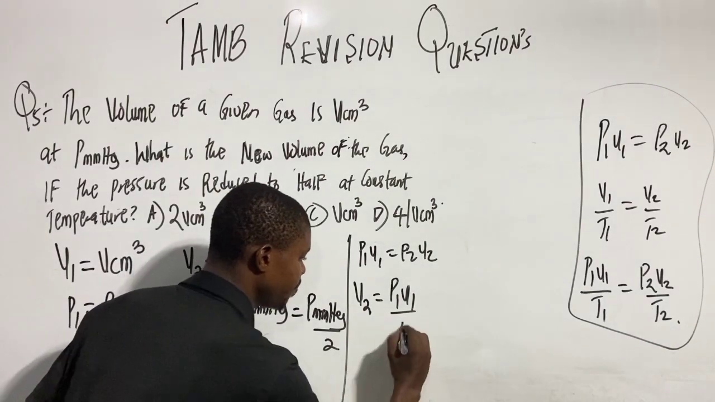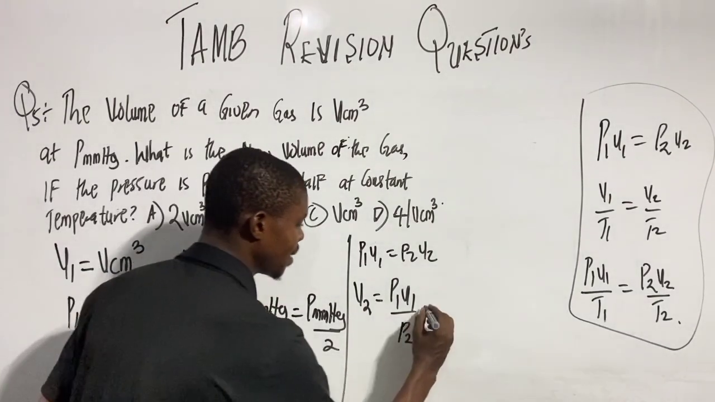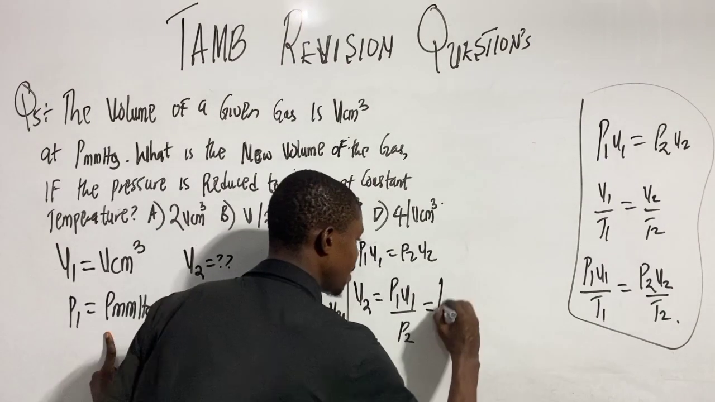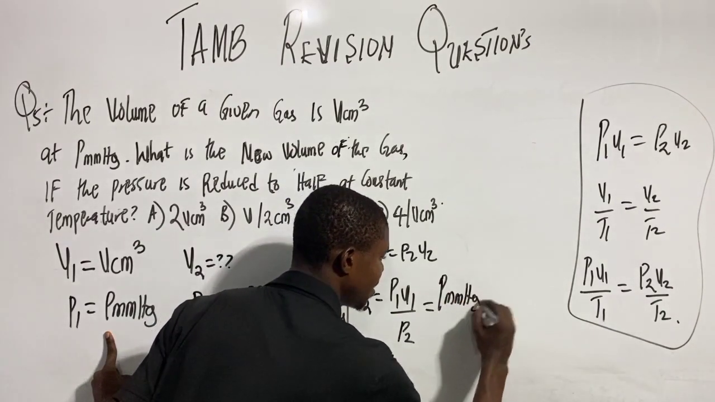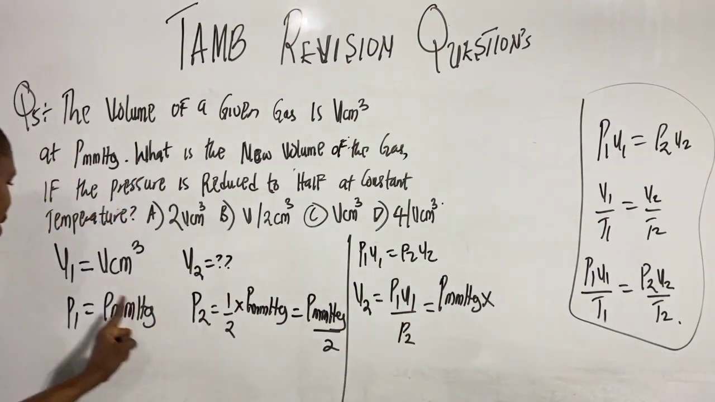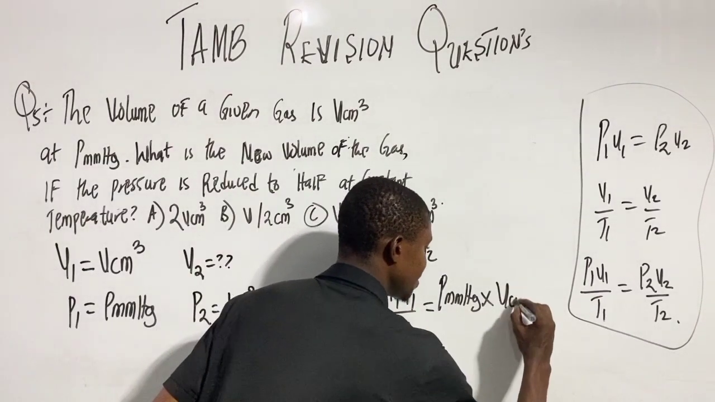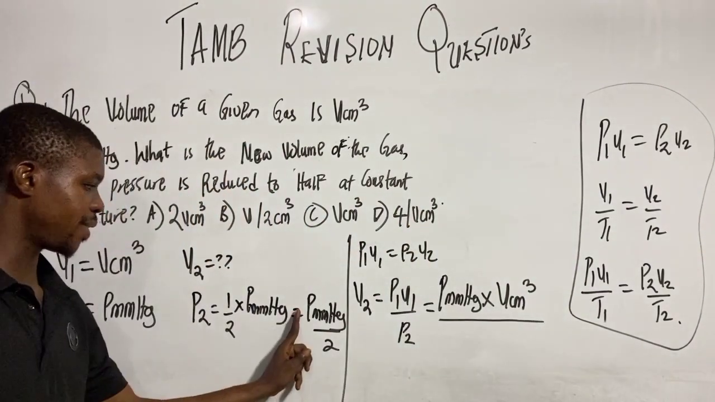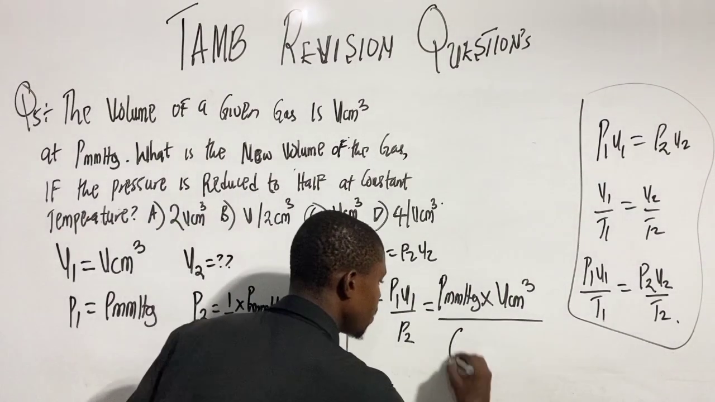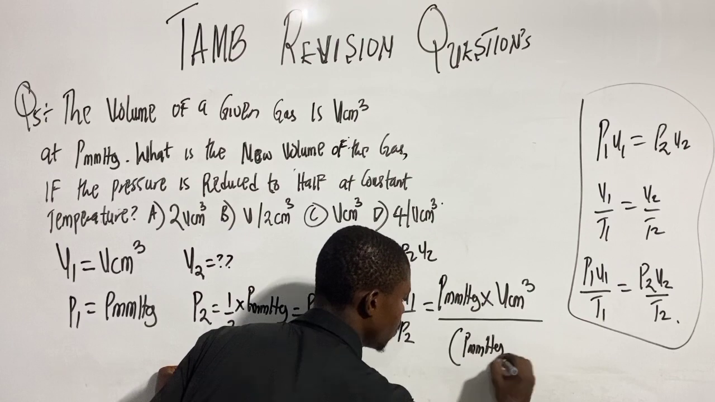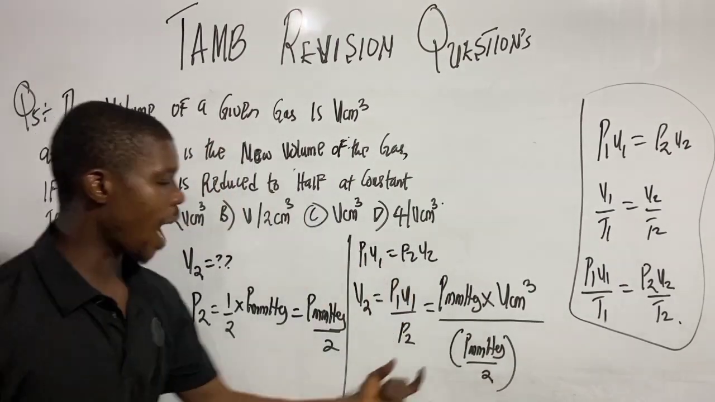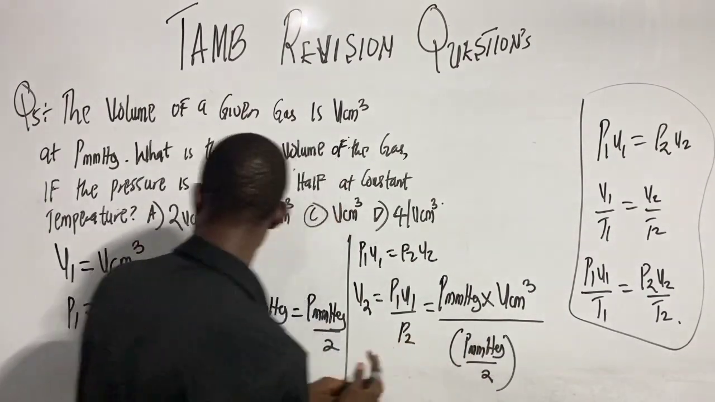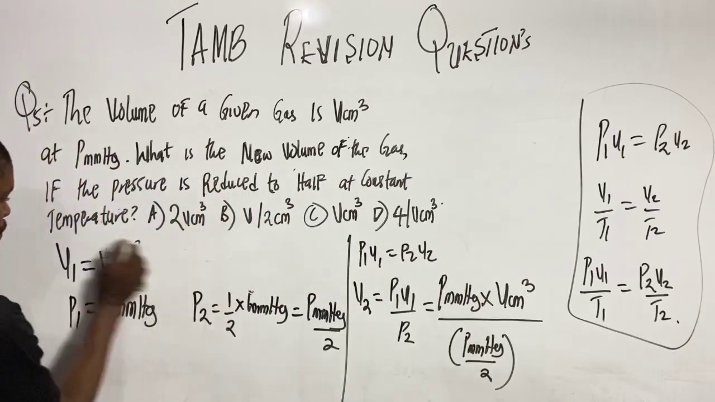So what I want to do here is to input my values. My P1 is P millimeter mercury times my V1, which is V cm cube, over my P2, which is P millimeter mercury divided by 2. So it's going to be P millimeter mercury over 2 here. Do you see that? So I want to reduce this one here. Remember, this divide is also the same thing as a multiply once we flip it.